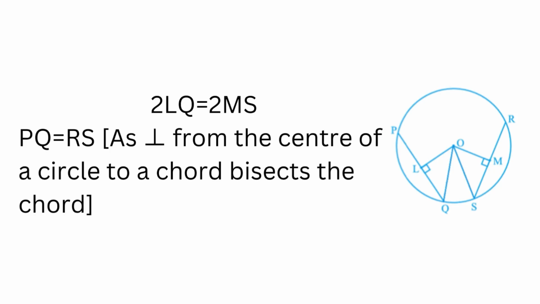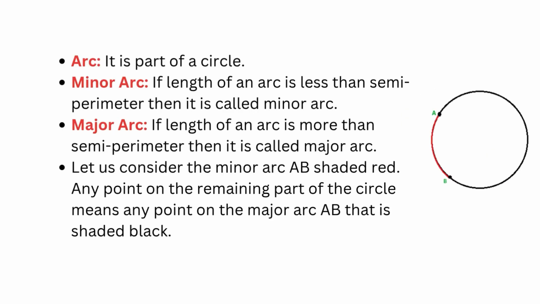That is RS. Just as we have discussed, a perpendicular from the center of the circle to a chord bisects the chord, so LQ equals PL and MS equals RM. So double of LQ equals PQ and double of MS equals RS. So students, I hope you understood the theorem. Now we will discuss theorem 9.7.